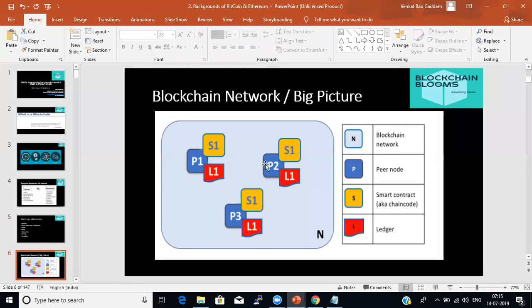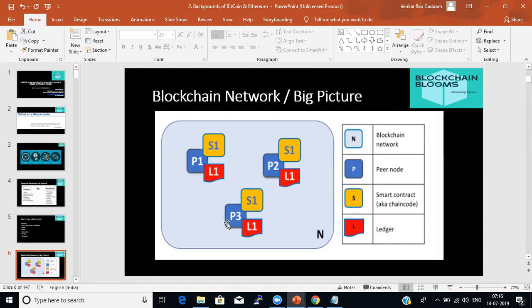So think that P1, P2, P3 are the peers in the network of Bitcoin. All these peers or nodes have the same ledger information. L1 is the ledger. So what do you mean by ledger? A ledger is nothing but a kind of bank statement, and it has transactions or data or records. At any point of time, the ledger remains the same across the network in all the nodes. So if there are 100 transactions in the ledger in P1, then in P2 also the same 100 transactions, and in P3 also the same 100 transactions.